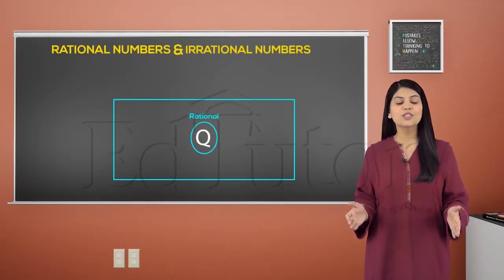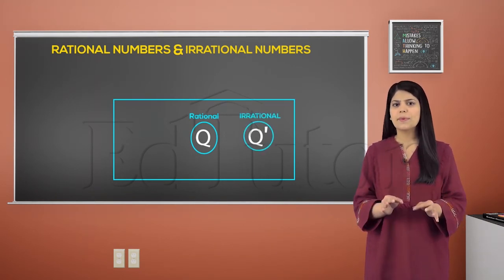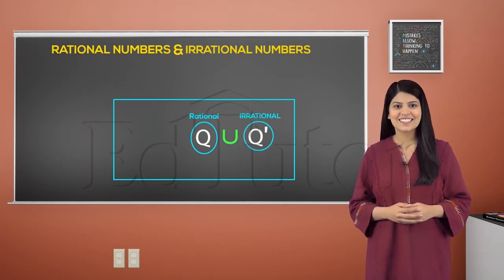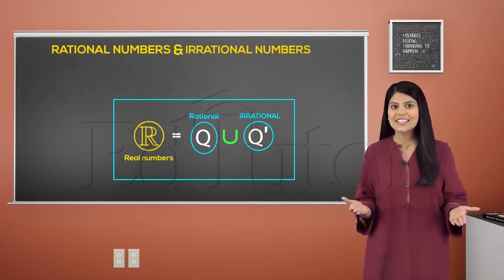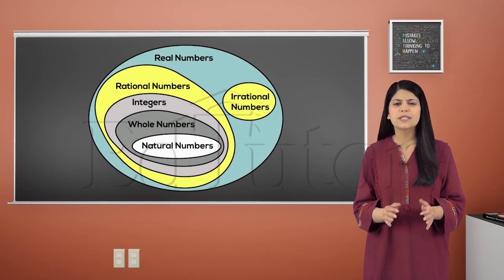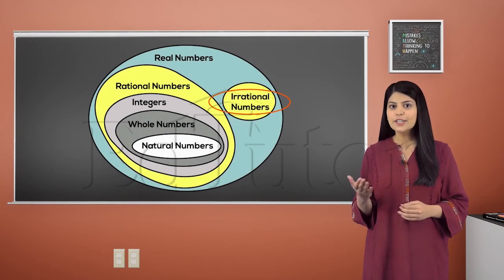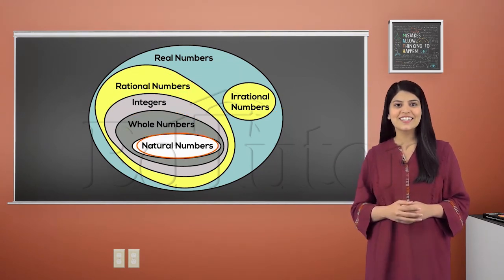Now that we have learned what rational and irrational numbers are, we are going to combine them into one giant set. We call this the set of real numbers, denoted by a fancy looking R. It contains all the numbers we have seen so far: irrational, rational, integers, whole, and natural.